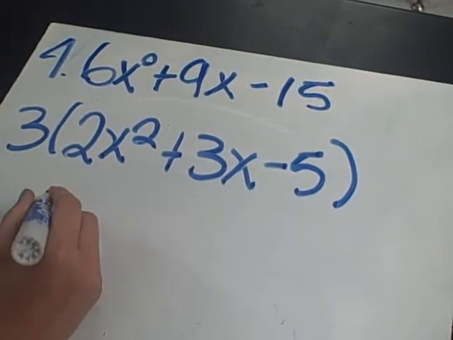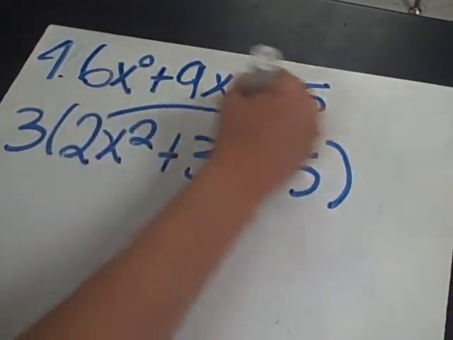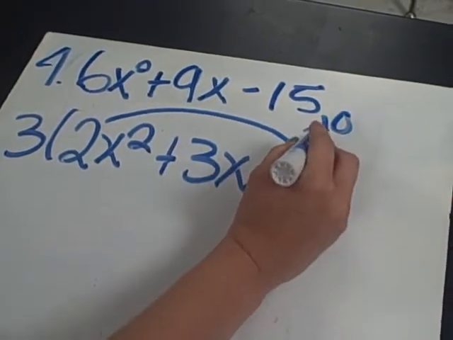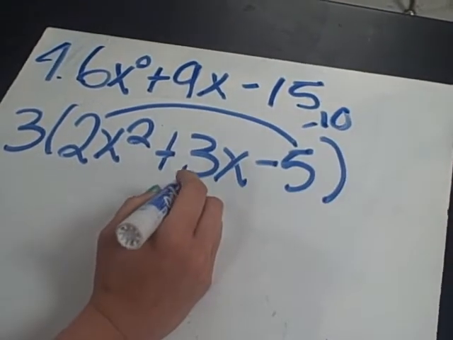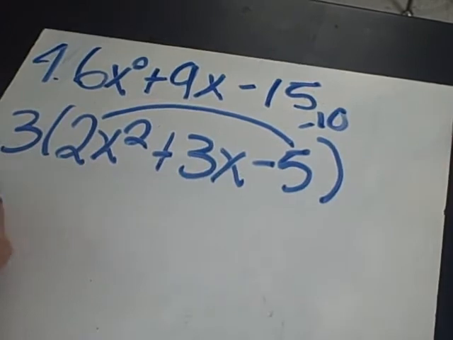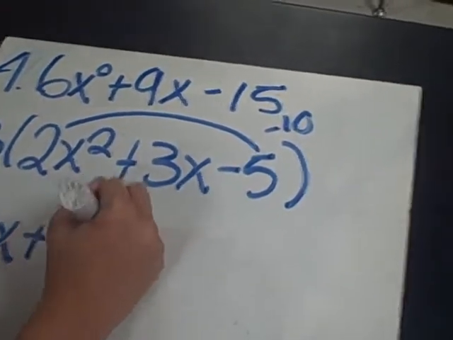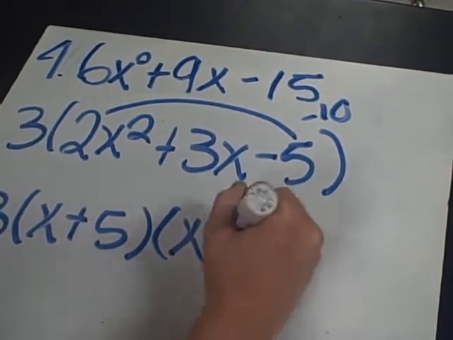Now we have to use the Lizzie method because a is not 1. So you multiply 2 and negative 5, which is negative 10. Now we have to find what multiplies to negative 10 and adds to positive 3, which is negative 2 and 5. So you bring down your 3, you do x plus 5 and times x minus 2.